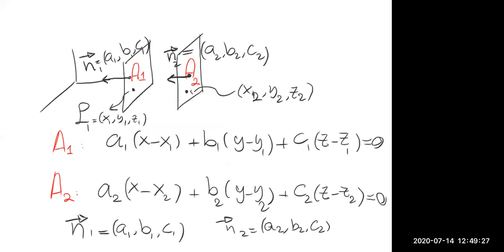Okay. The reason is simple: if these two planes are parallel, their normal vectors are also parallel, right? If two planes are parallel to each other, the normal vectors must also be parallel. And two vectors are parallel if and only if one of them is a multiple of the other one. So if two planes A1 and A2 are parallel here, n1 and n2, the normal vectors, should be parallel. And it means one of these vectors should be a multiple of the other one, which is the case here.